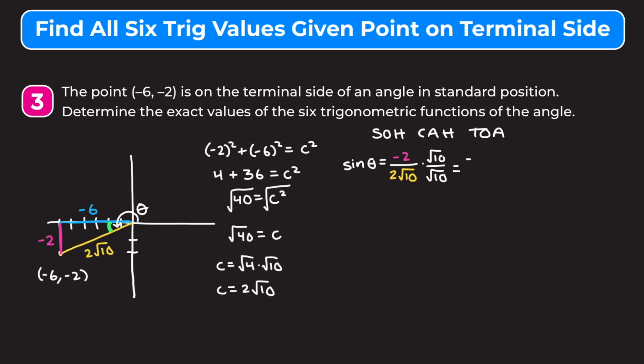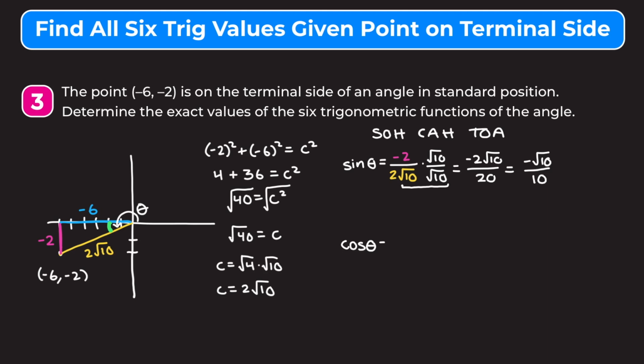On the top, we have -2 root 10. And on the bottom, we have 2 times the square root of 10 times the square root of 10. When you multiply the square root of 10 by itself, it becomes 10. So we have 2 times 10, which is 20. And now we're just going to simplify this. So -2 over 20 is going to leave us with a -1 on the top. So we'll just leave it as a negative. And then on the bottom, we are going to have a 10. I'm going to leave some space underneath to do cosecant.